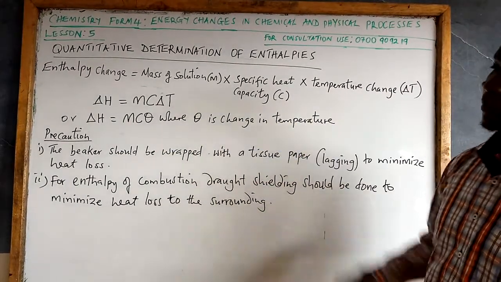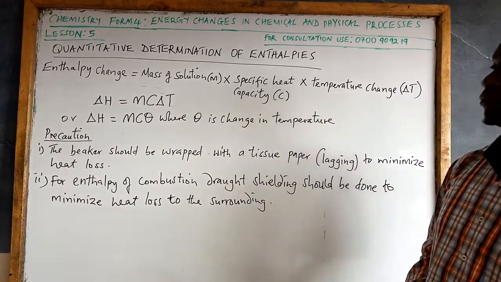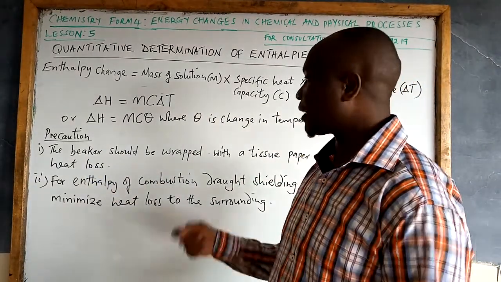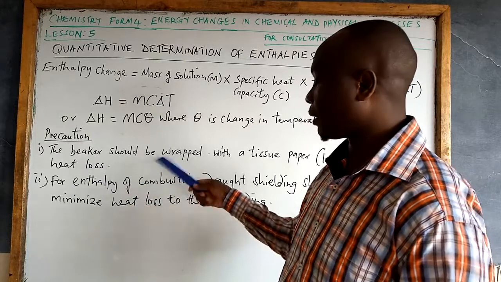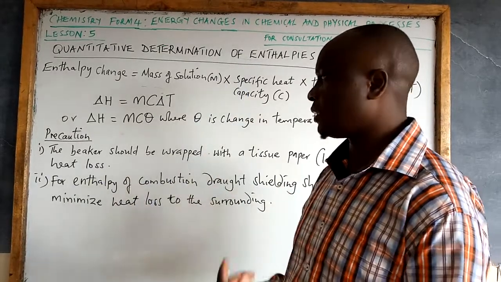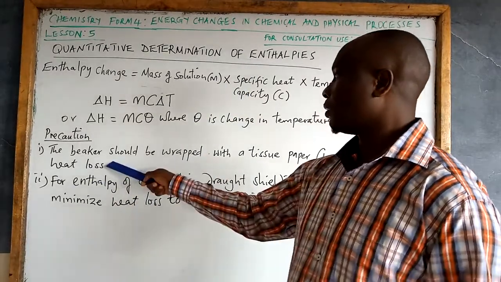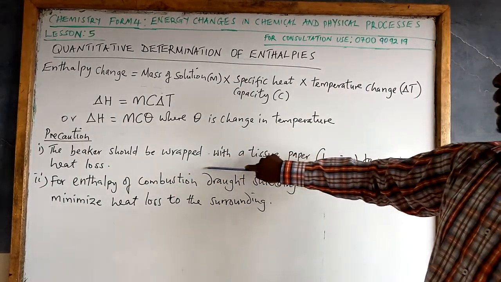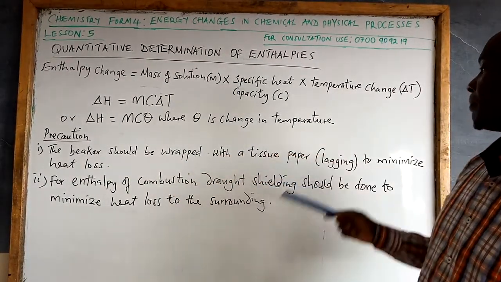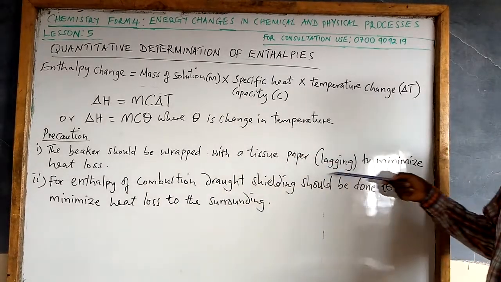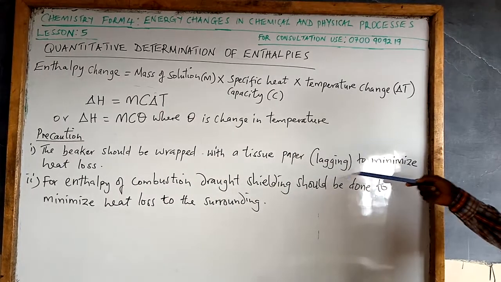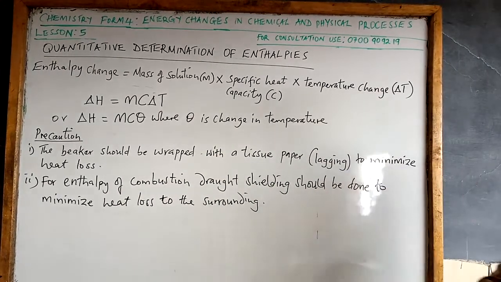During the experiment, there are some precautions that you have to take. One of them is this: when the beaker that we are using to carry out the experiment to determine the change in heat, you wrap that beaker with tissue paper. That process we call lagging. When you lag, that minimizes the heat loss.